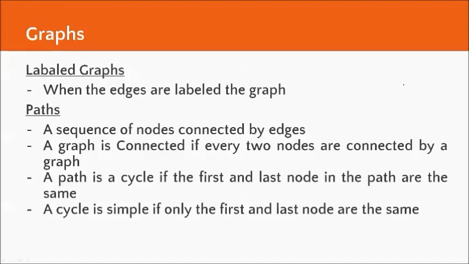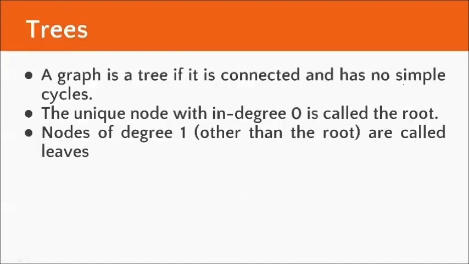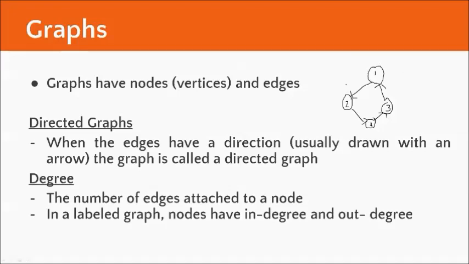Labeled graphs: when the edges are labeled, the graph is labeled. For example, let's go back to the graph. I have a directed graph here, and then every edge has a weight or has a label. For example, I'm going to put 5 here. The distance from vertex 1 to vertex 2 is 5. The distance from vertex 2 to 4 is 6. Okay? The distance from vertex 4 to 3 is 7. And then the distance from vertex 3 to 1 is 8. This one is what? A labeled graph or weighted graph. Sometimes this is called the weighted graph. Okay?